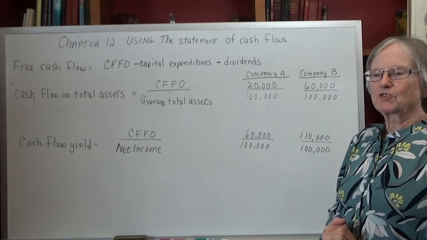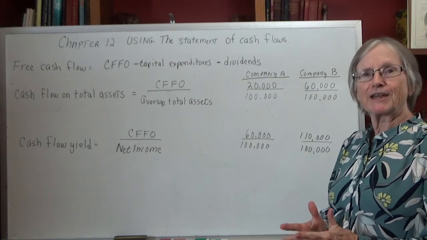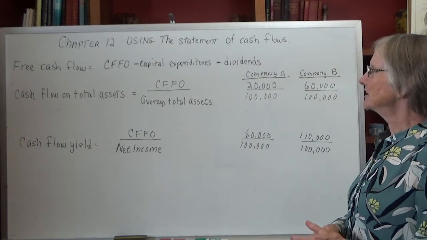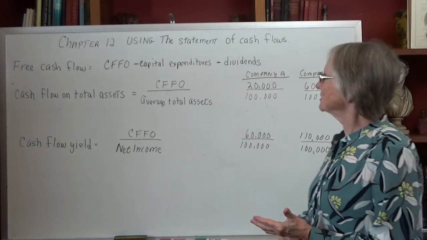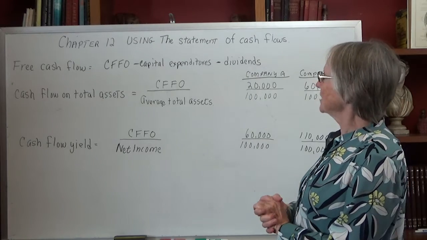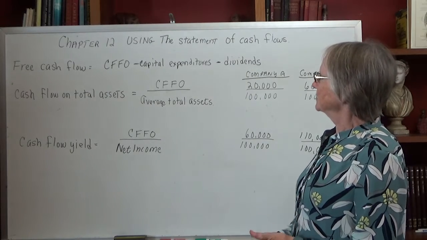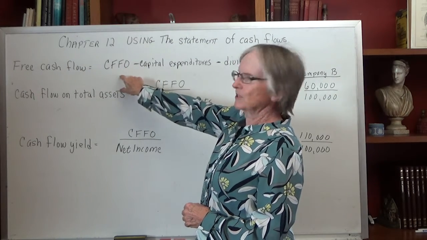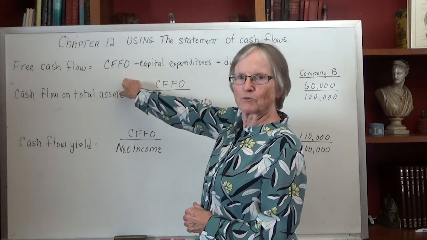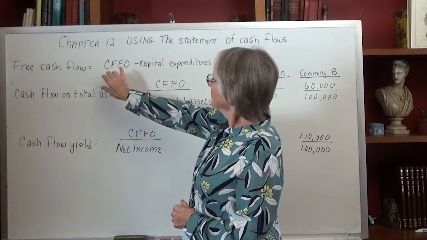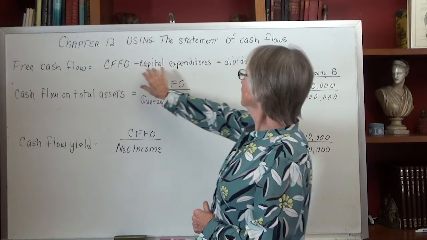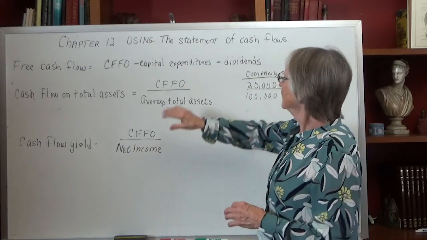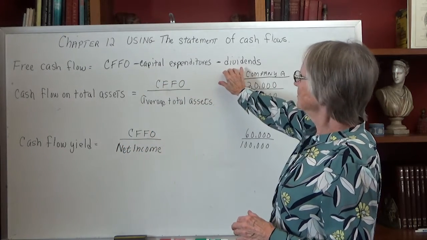Right, so we've suffered through preparing the statement of cash flows, and now what does the statement of cash flow tell us? The first thing is free cash flow, and this is your cash flow from operating activities. They shorten it a little bit just because otherwise we wouldn't have room to write it all out. So you get your cash flow from operating activities, you deduct your capital expenditures, that's on your property, plant, and equipment, and then you deduct your dividends.